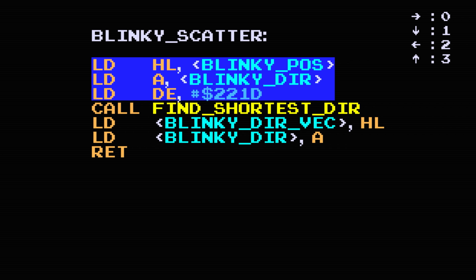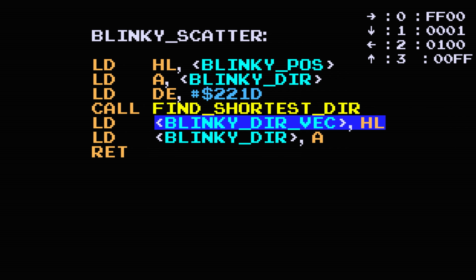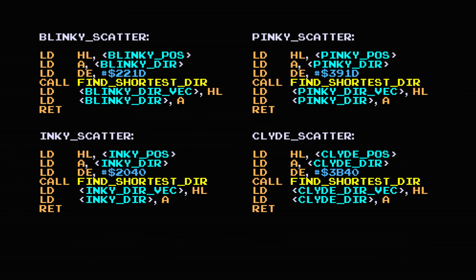After the function returns, it spits out the direction the ghost should face. The HL register holds the direction in unit vector format, with the x and y coordinates separated into 2 bytes, while the A register holds the ID of the direction. And that's all for the scatter mode code per ghost. Each of the 4 ghosts has a different target tile, which corresponds to a different corner of the maze.